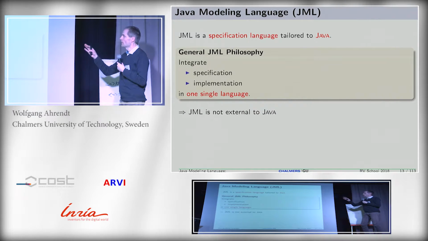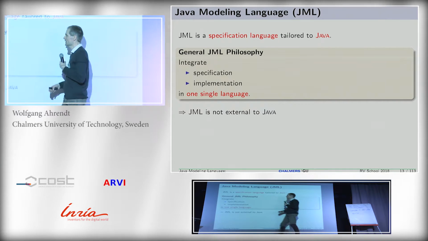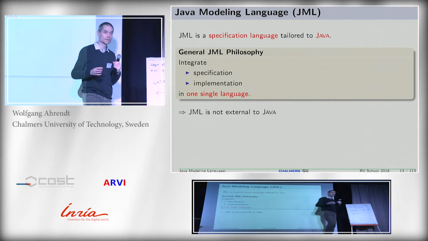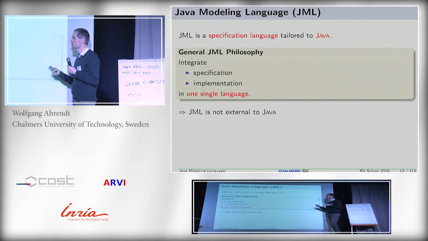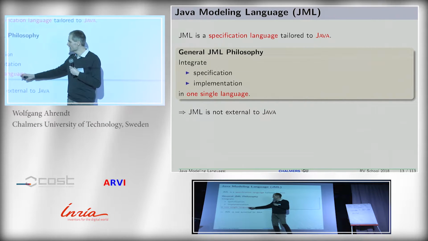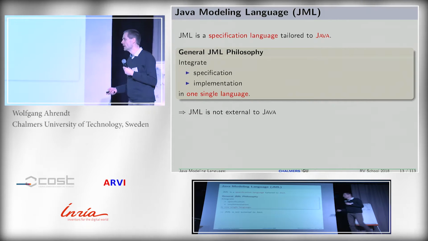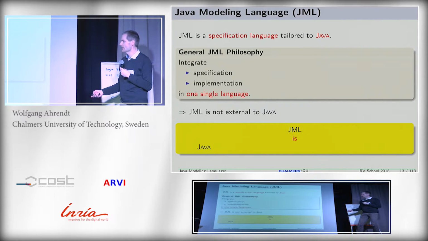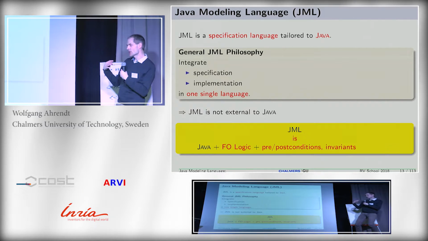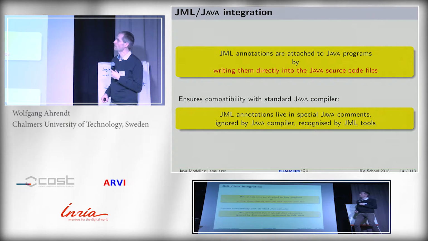Okay, so the general philosophy of JML is a tight integration of specification and implementation, for good and bad. This is a strength and a weakness we can discuss later, but this is the philosophy. So you have a single language, so you can view JML as an extension of Java. JML is Java plus first-order logic plus all these contract structures, pre-post conditions, invariants, and more stuff.